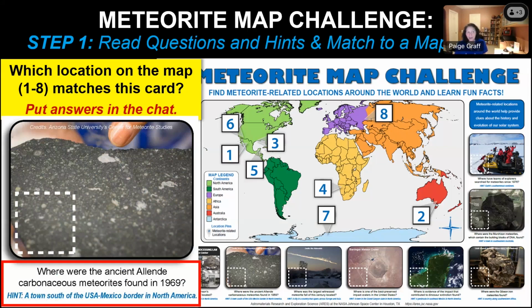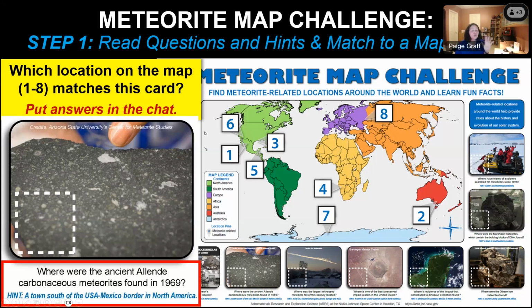So look at the map, see if you can identify the location there, and see where a town south of the USA-Mexico border in North America is. And the large majority of you are coming up with the number 1, which is absolutely correct. Now, if you were thinking, oh, maybe it's 6 north of the border, if you put in a number, you can self-correct at a later time. But most of you out there in the chat, and again, thank you for playing along, you got it spot on.